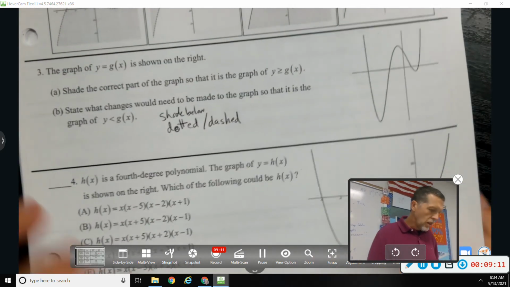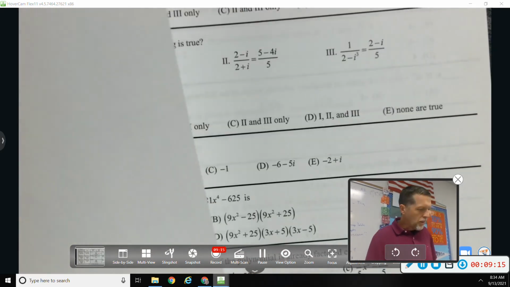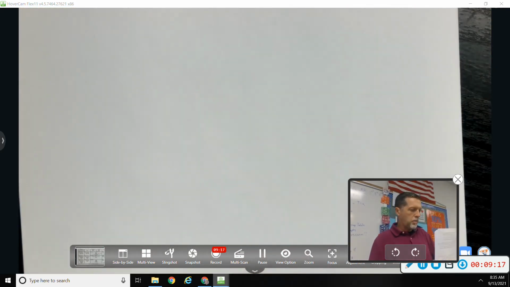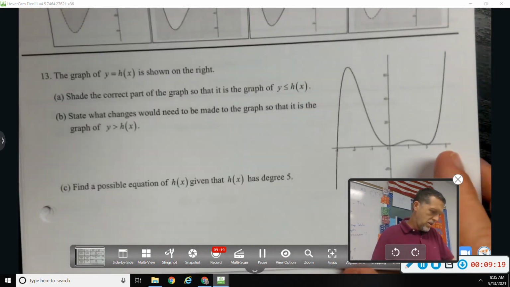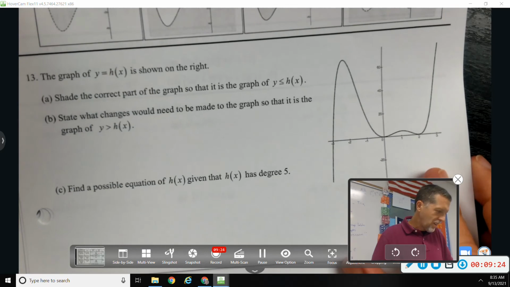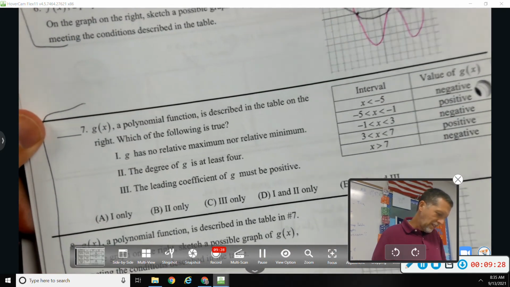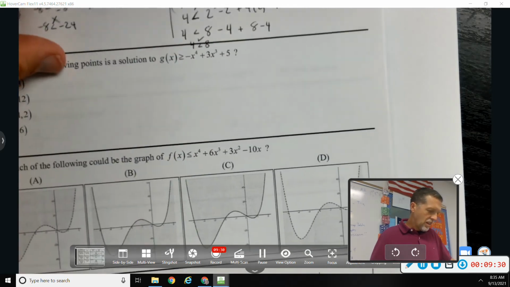I'm sleeping too. All right, so dashed and dotted, above, below, that's kind of it. How about number 13? That'd be the only one. No, that's not even that hard. None of those are bad.